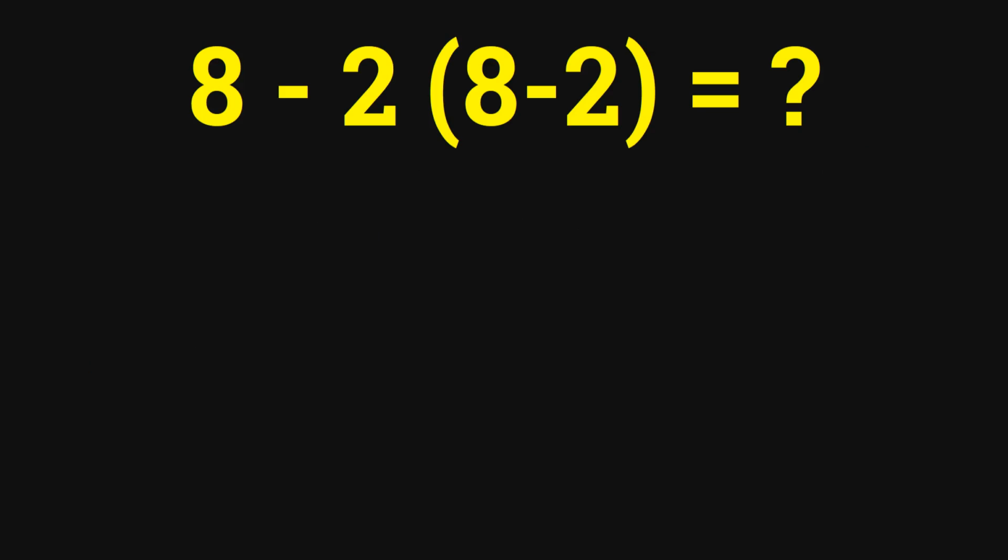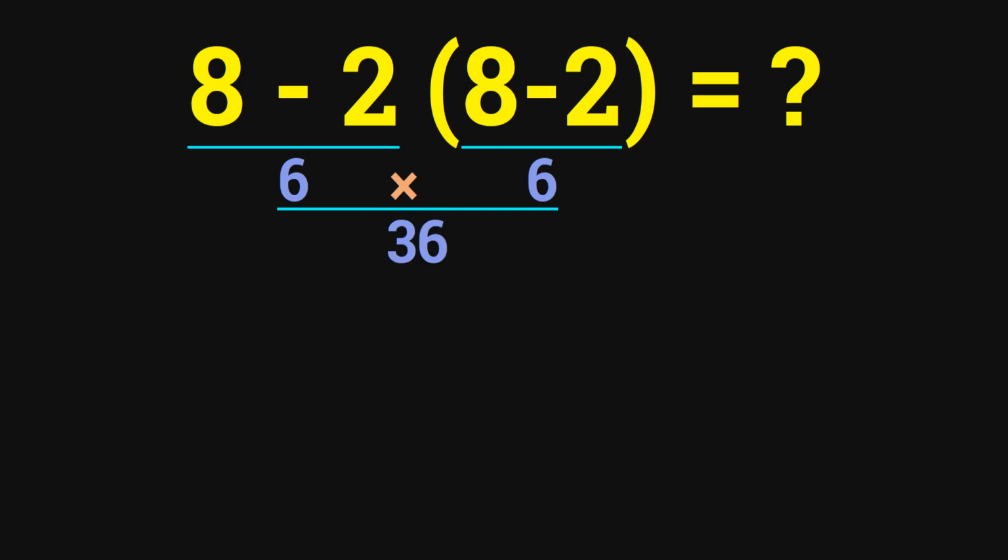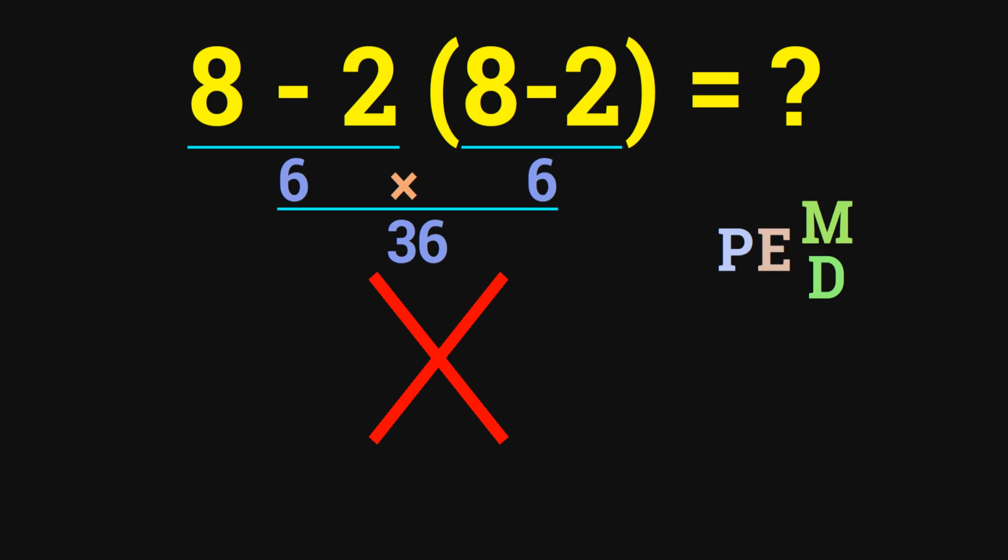8 minus 2 equals 6, and 8 minus 2 equals 6, and 6 times 6 gives us 36. But this answer is not correct because according to the PEMDAS rules, we must do first the parentheses, then the exponents, the next step multiplication or division, and finally addition or subtraction.